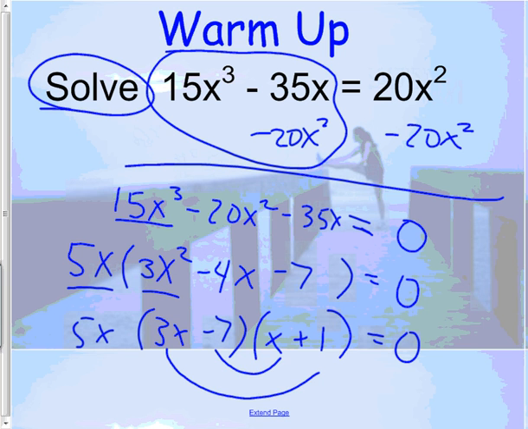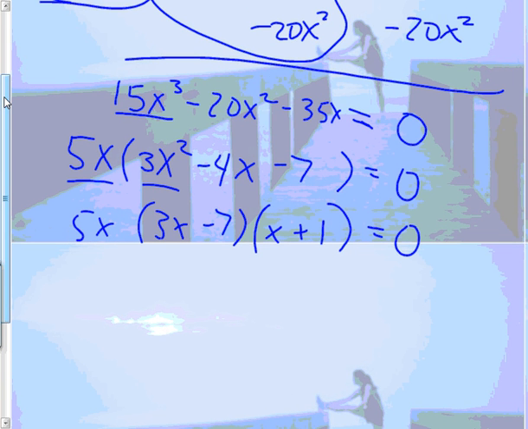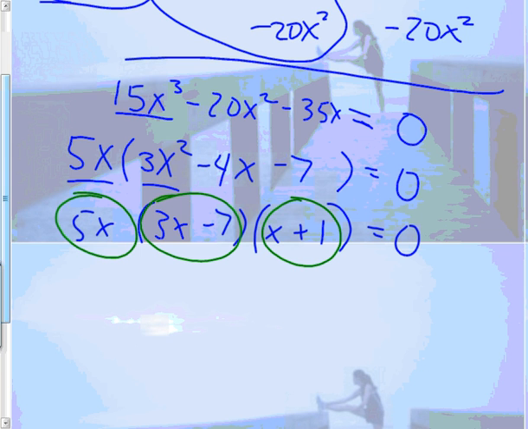Now I have factored it. I still don't have x equals yet. I still haven't got x alone, but I'm now really close. I hope you remember this kind of problem where an answer is whatever makes this 0, that's one of your answers. Whatever makes this 0, that's one of your answers. And whatever makes this 0, that's one of your answers. So I'm going to get 3 answers here.